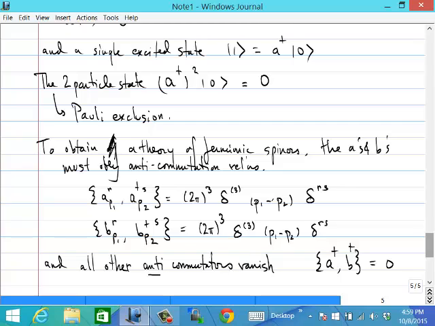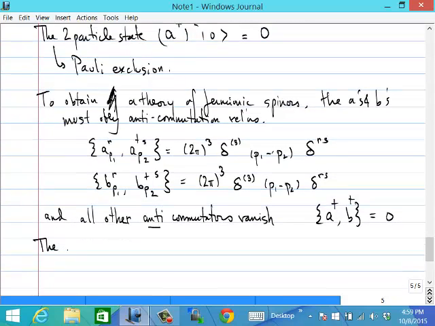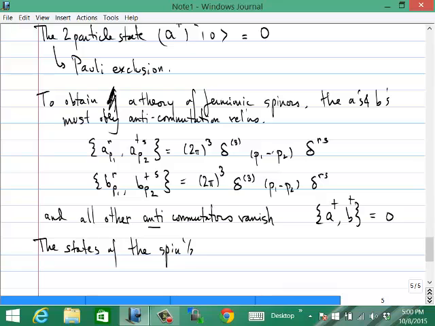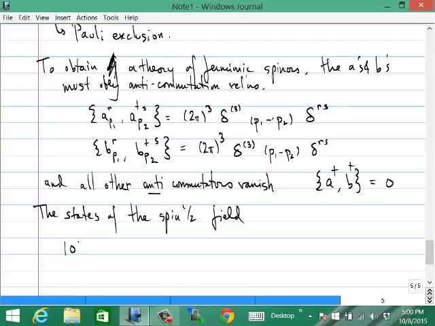So, for example, what are the states of the theory? The states of the theory are, in fact, much simpler in the sense than the states of the real scalar field. Because for the real scalar field, you could have 2 particle states, 3 particle states, and so forth, even if the particles have the same momentum. The states of the spin 1/2 field, well, you'll have a vacuum state, which is annihilated by all of the lowering operators.